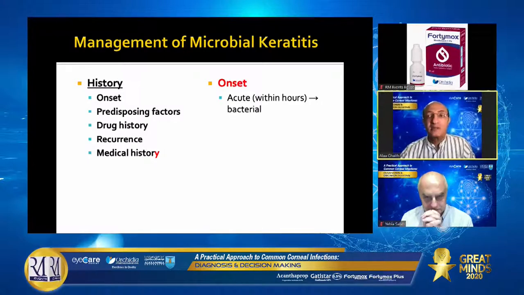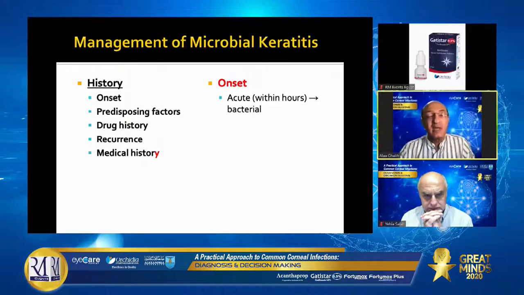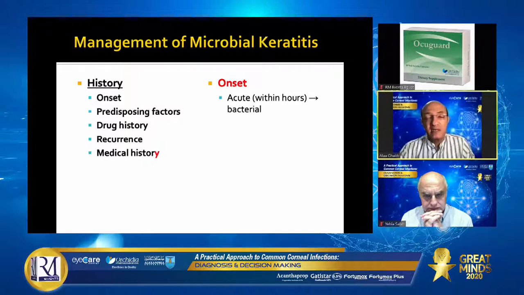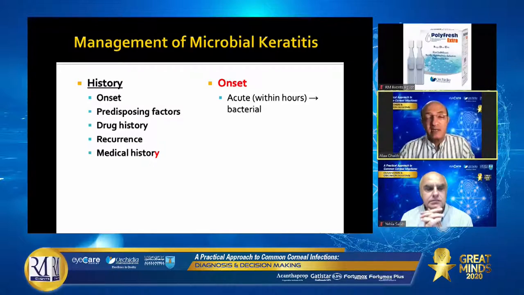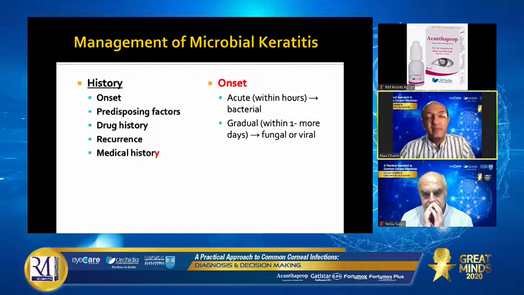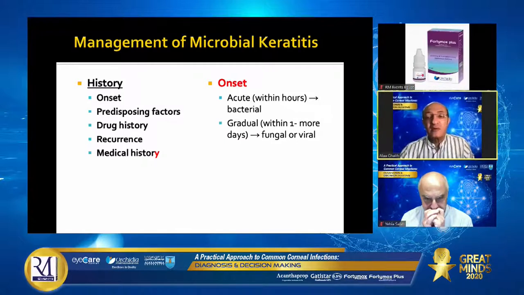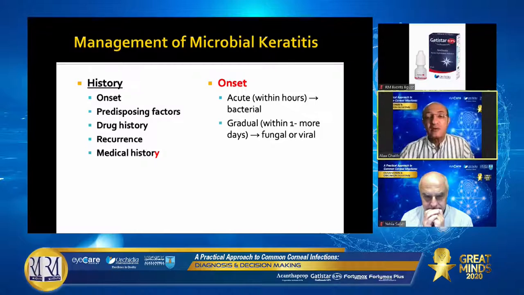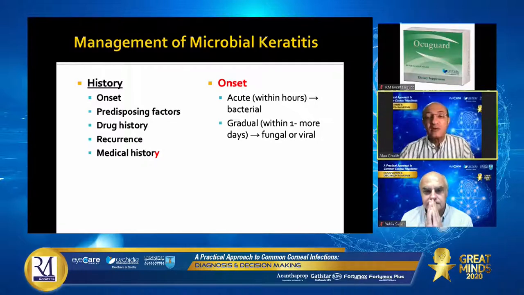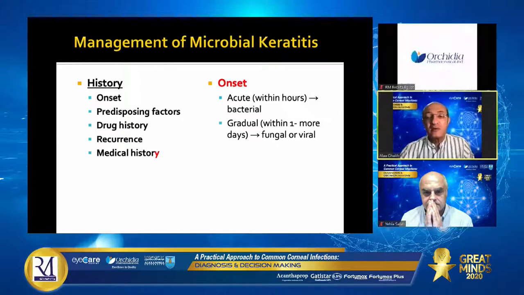Onset: usually if it is acute, within hours, it is most likely to be a bacterial disease. Acute, I mean within hours, the patient slept normally, then woke up in the morning with severe pain. Gradual, meaning within one or more days, this can be fungal or viral. Of course, all that I'm saying are predictions. They are not sure things, but these are some collection of tips which guide you to reach the diagnosis.